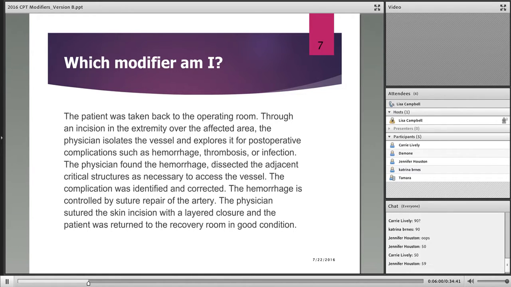The physician sutured the skin incision with a layered closure, and the patient returned from the operating room in good condition. So the patient was taken back to the operating room. So you have to ask yourself, is this related to the original procedure, or is this unrelated to the original procedure?